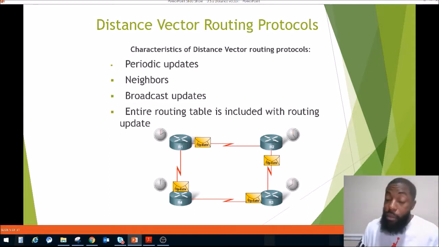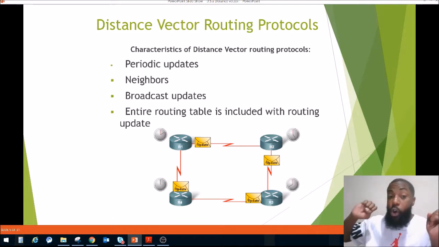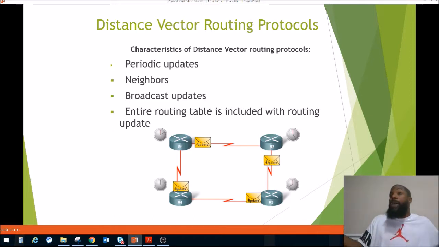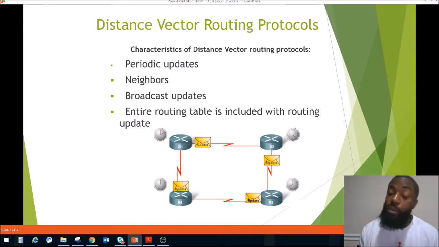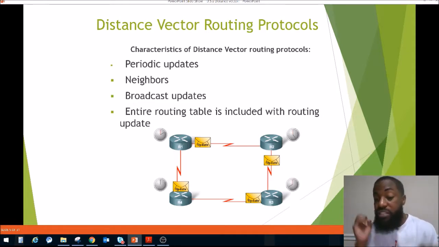It's maybe a good thing, might be a bad thing. Most likely it's not a good thing because it gives the whole routing table and it gives it every 30 seconds. I might not get new information, but I'm gonna get an update anyway. That's why it's slow, and it uses up bandwidth when it sends out these updates.